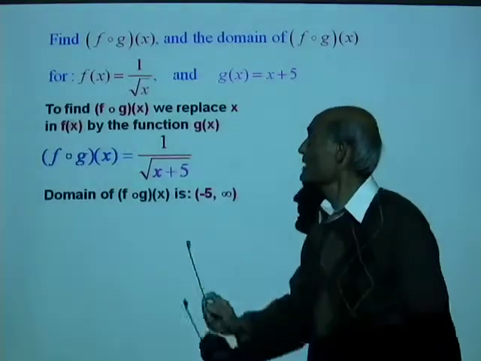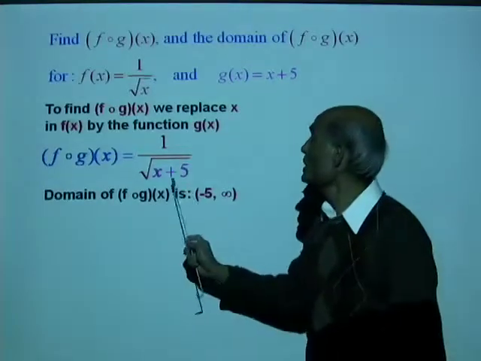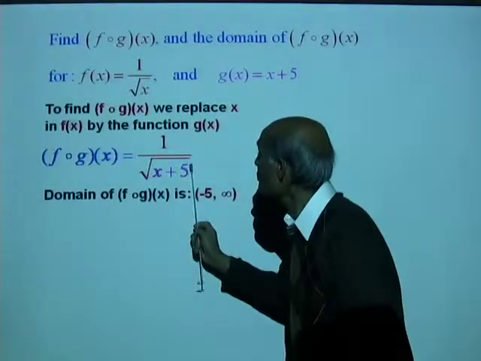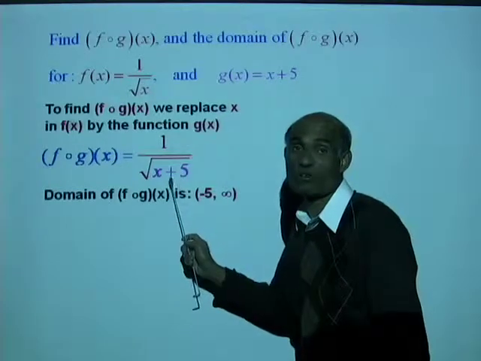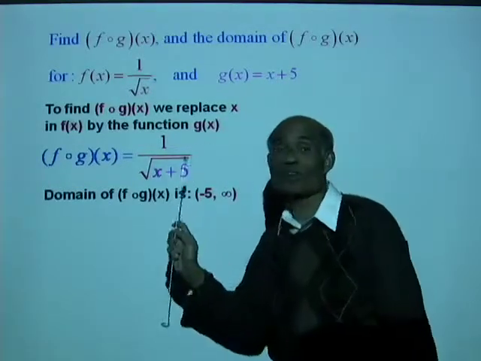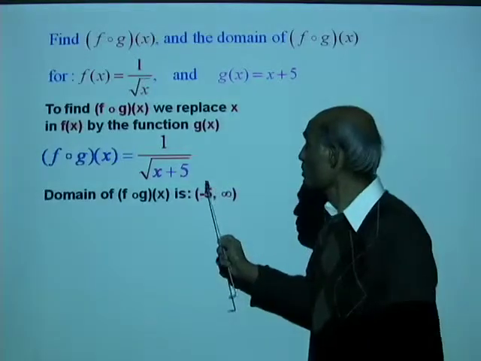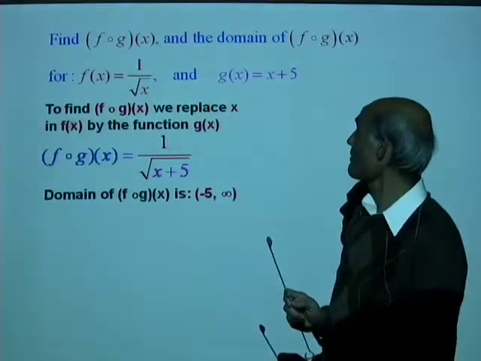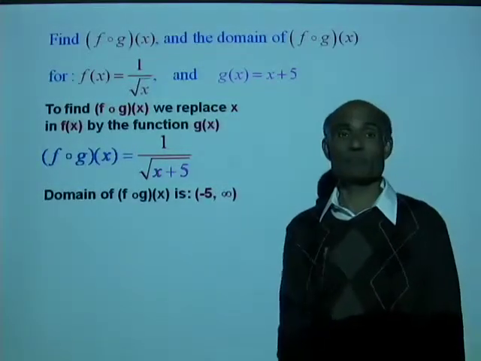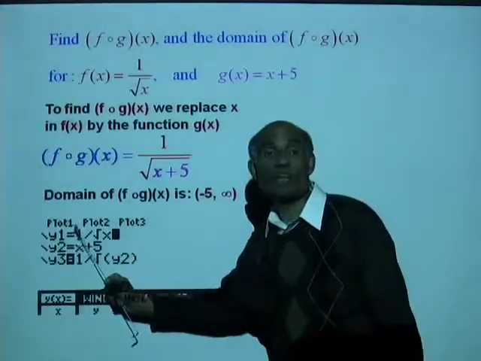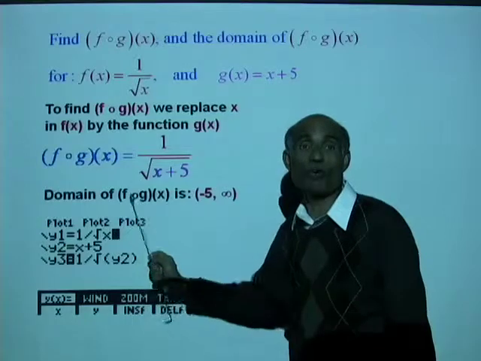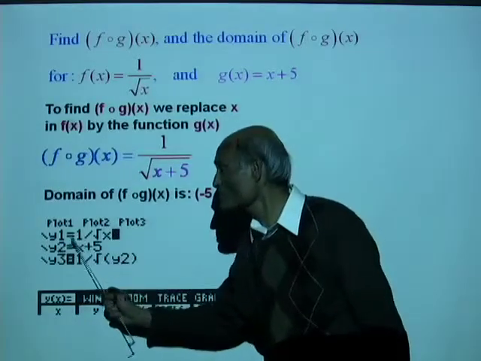Now what is the domain of this? The domain of this, if you look here, the denominator cannot be 0 and x plus 5 cannot be negative. So the domain there is -5 to infinity. And if you draw a graph, now look at the way we can actually draw the graphs of all these functions. I want you to try this on your own.